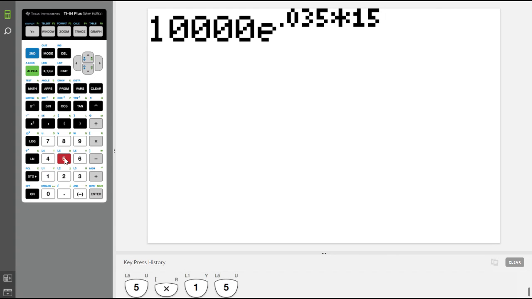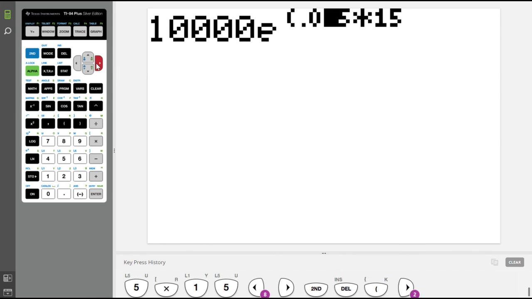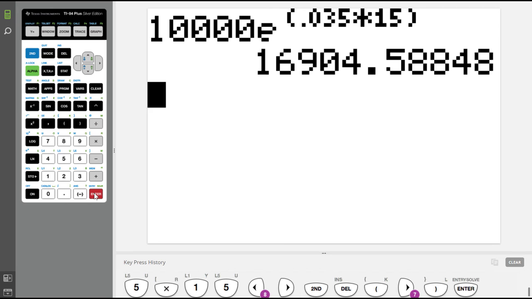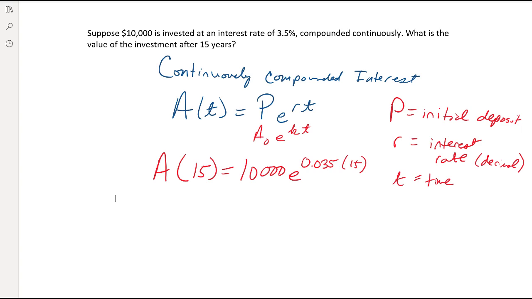Just like I said in the previous video with exponential functions when we did discrete compound interest, if your calculator doesn't bump you up like mine is doing, remember to put your exponent in parentheses. So you'd have to put the entire 0.035 times 15 in parentheses. So let me do that now. Insert parentheses. If you're updated like I am here, you don't have to do this, but for my folks that are not, you have to do that. And there we go, $16,904.59.